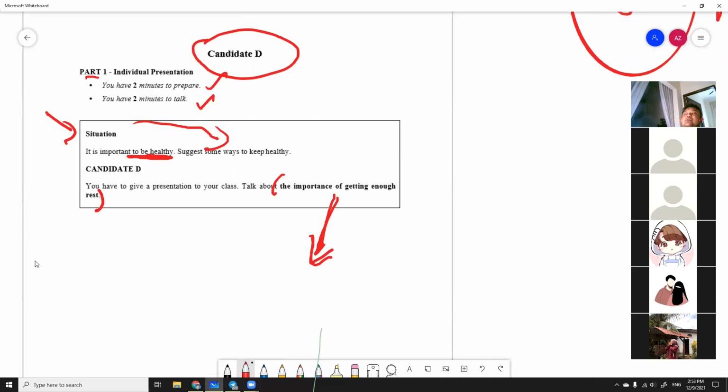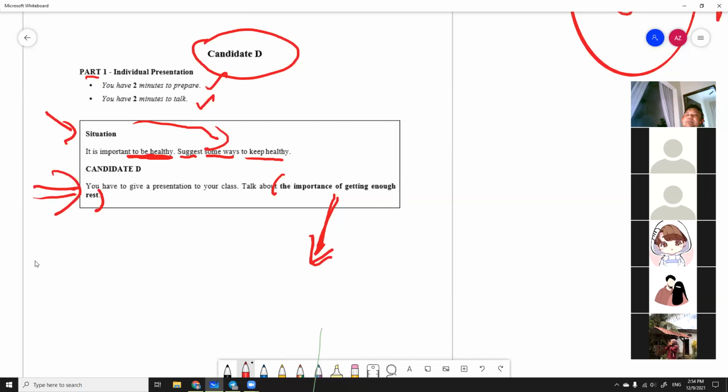So once you open up your question paper, look for the keyword first and you underline like this, to be healthy. And then you know what your task is. You have got to suggest some ways to keep healthy. So some ways to keep healthy is meant for everybody. And then this is your particular question.